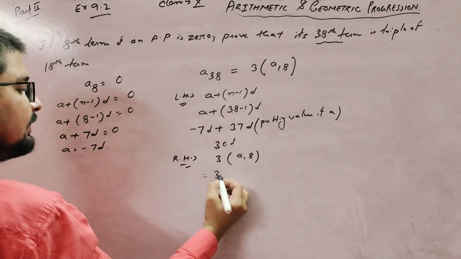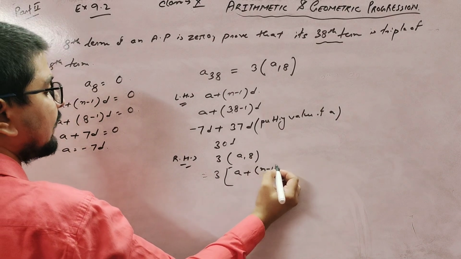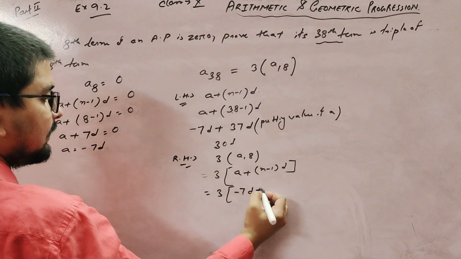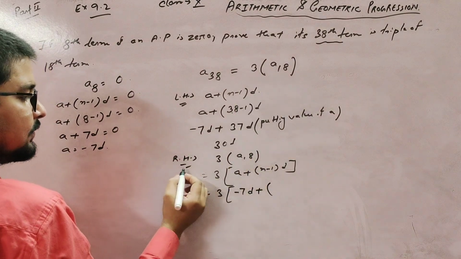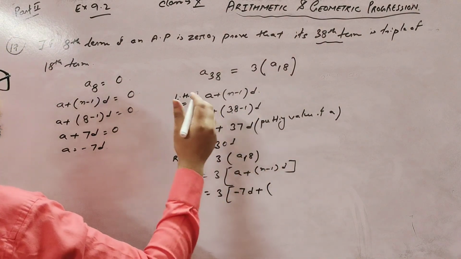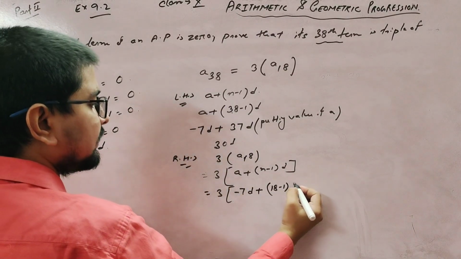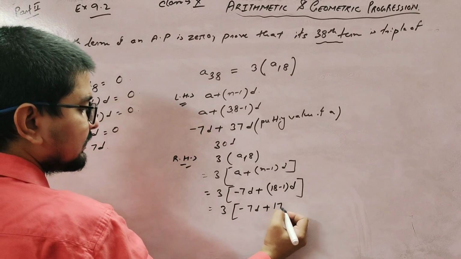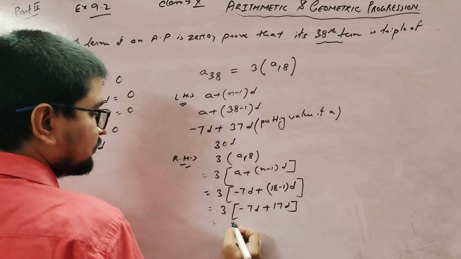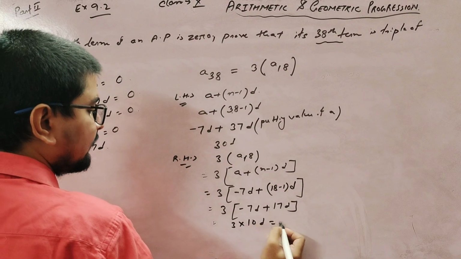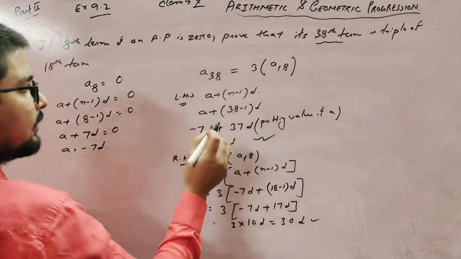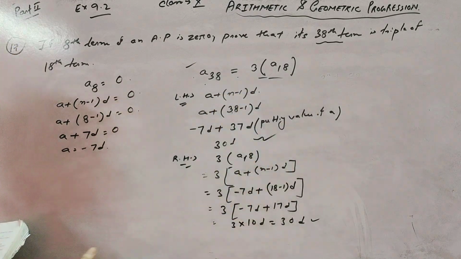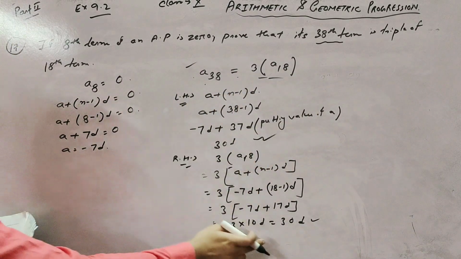Now RHS is 3 A18. The formula is A plus n minus 1 d. So 3, in place of A again write minus 7d plus 17d, because we find the 18th term, 18 minus 1 d. So that is 3 into 10d, that is 30d. So you see that LHS and RHS are both equal, and you write here that the 38th term is triple of the 18th term. So you proved that LHS equals RHS, both answers are coming 30d. Okay.